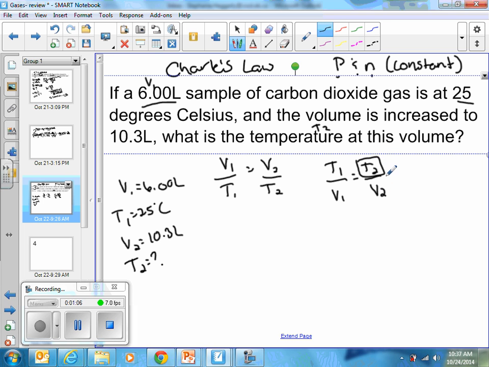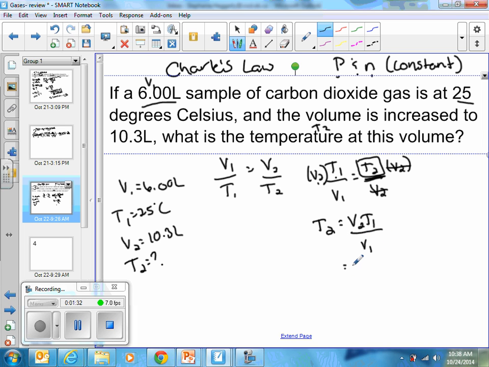So remember, when you're rearranging, you want to do the opposite operation. Right now, I'm dividing T2 by V2. Opposite of dividing is multiplying. So I want to multiply so I can cancel that over here. That means I need to multiply also on this side. So when it's all rearranged, I get T2 equals V2 times T1 divided by V1.